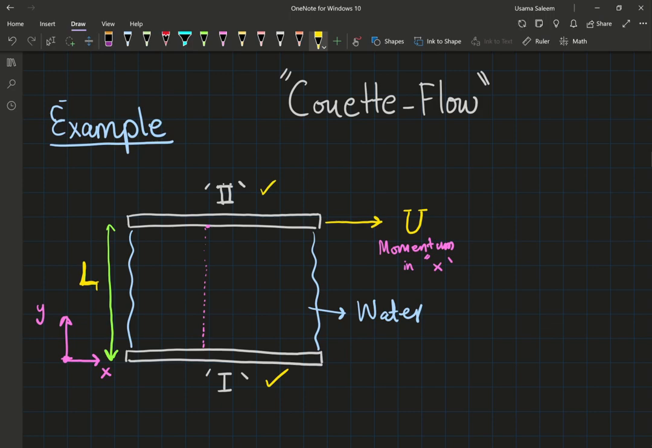Now let's say all of a sudden I start to move plate 2 in the positive x direction. All right, I start moving plate 2. I start pulling it in the positive x direction. What happens to the fluid? And yeah, there's a fluid between these two plates. What happens to the fluid particles at y equals L? Pause the video for a second and think about it.